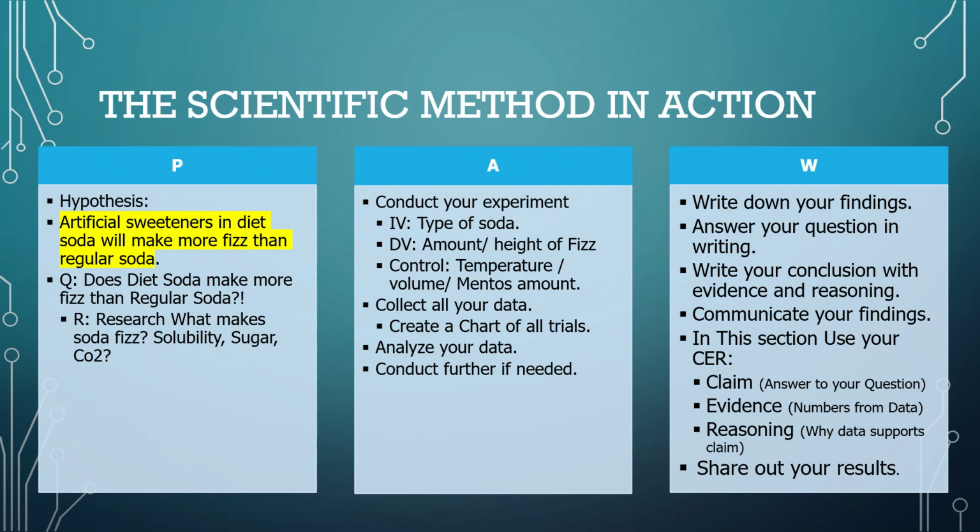What we're going to control and keep the same throughout the testing is the temperature, volume, and how many Mentos we are going to place into these bottles. Then we're going to collect our data, and once we collect the information, we're going to look at this data and say, okay, did I answer my question? Did I reach a conclusion? Do I need to do further testing? If so, I'll go ahead and go back and test again.